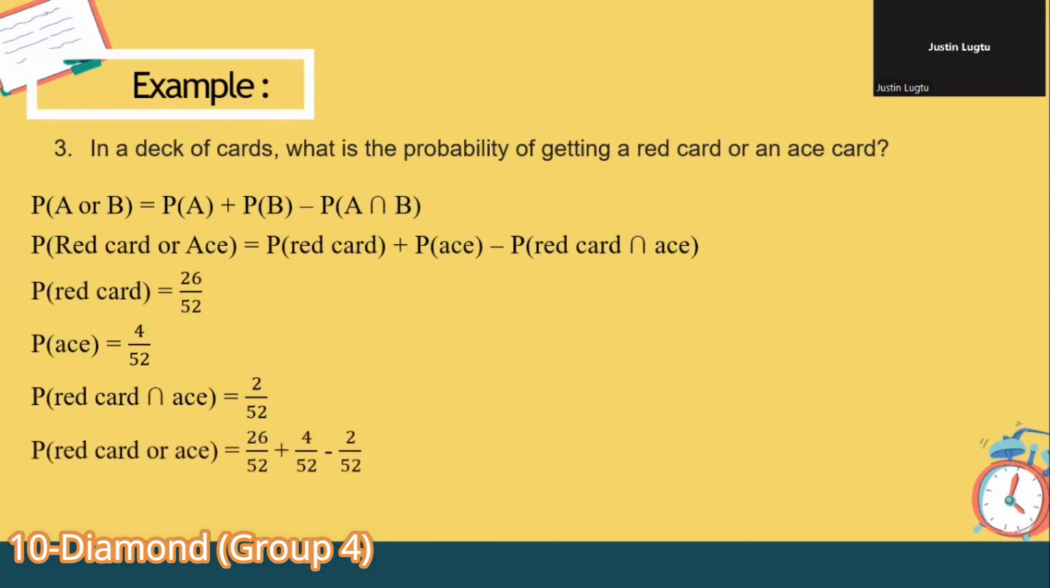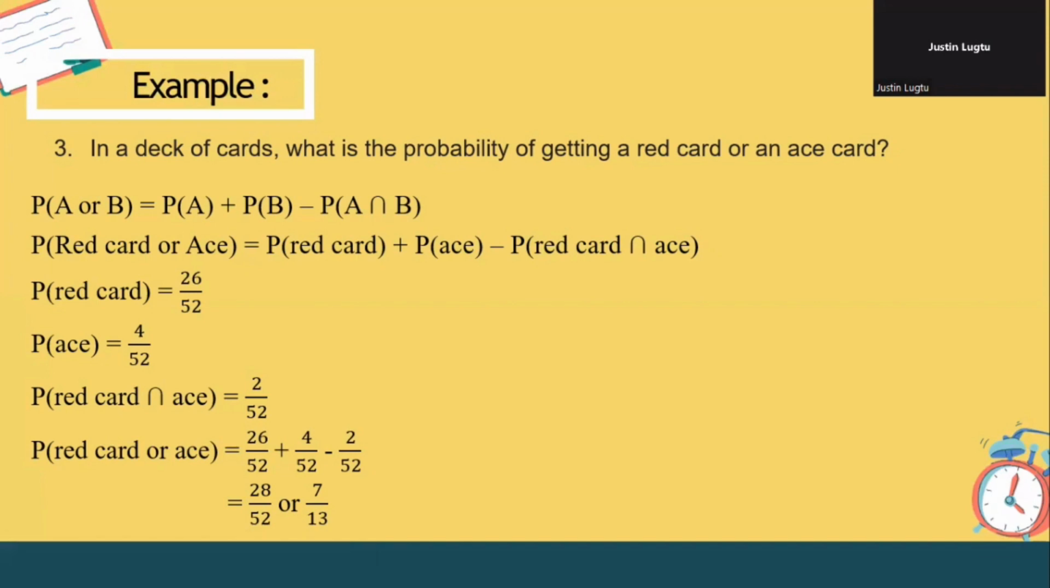To find the probability of getting a red card or an ace, add the probability of getting a red card, which is 26 over 52, and the probability of getting an ace, and that is 4 over 52, minus the probability of getting a red card and an ace, and that is 2 over 52. 26 over 52 plus 4 over 52 minus 2 over 52 is equal to 28 over 52, or 7 over 13 if you simplify it by dividing 4 in both numerator and denominator.